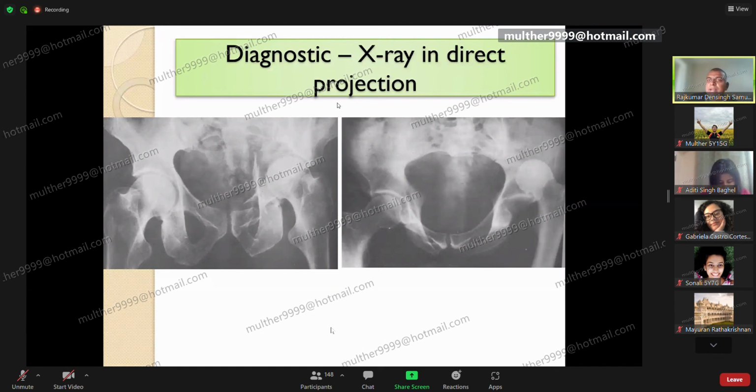Here we have an X-ray film. Let's try to see. This is the acetabulum in our patient, and this is the head of the femur. Everything is fine here. Is it a normal X-ray or not a normal X-ray? What do you think?